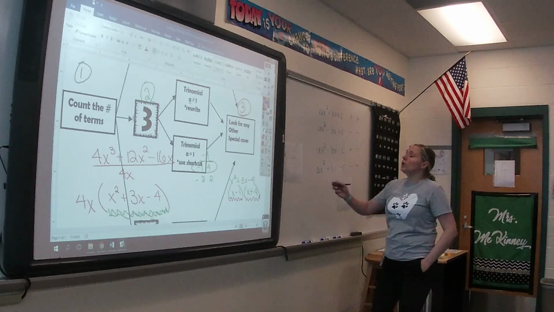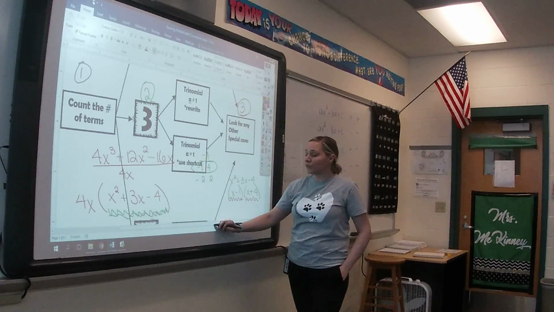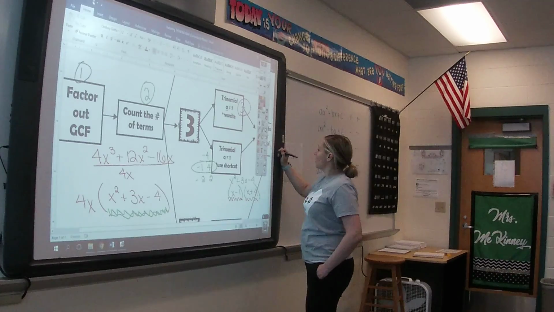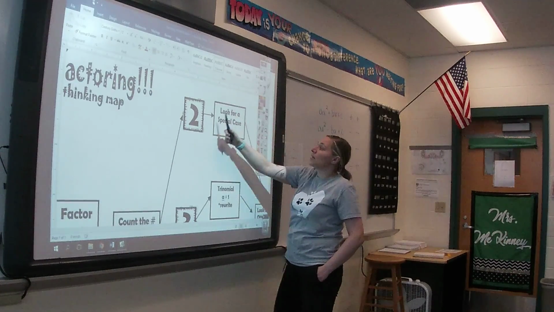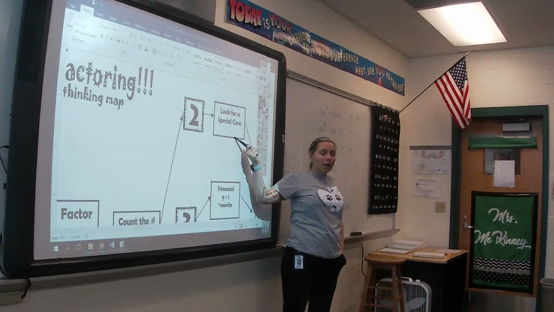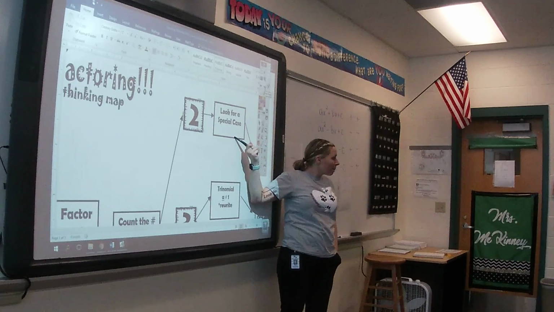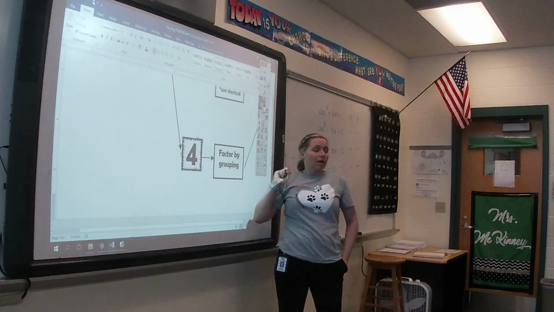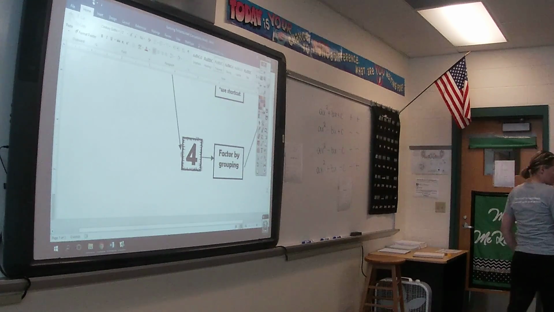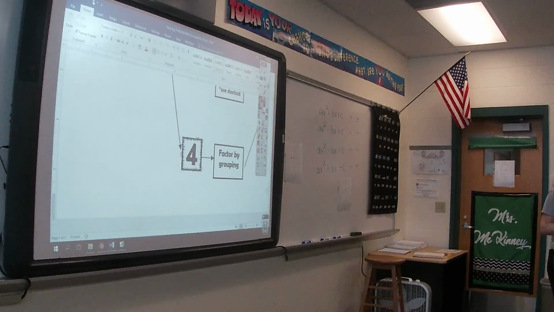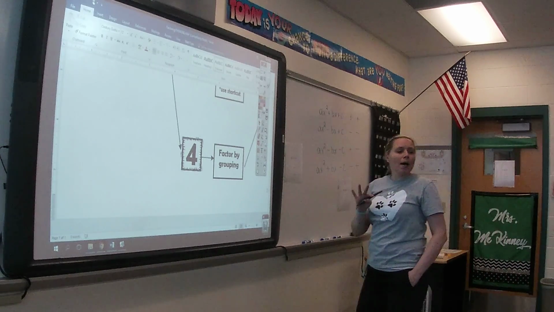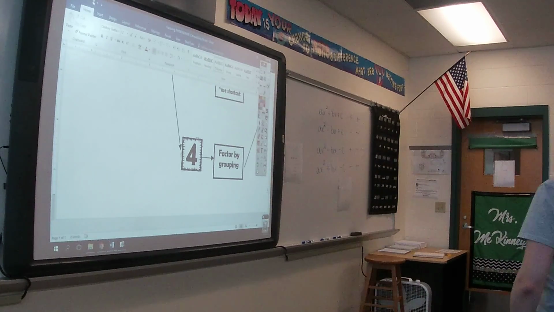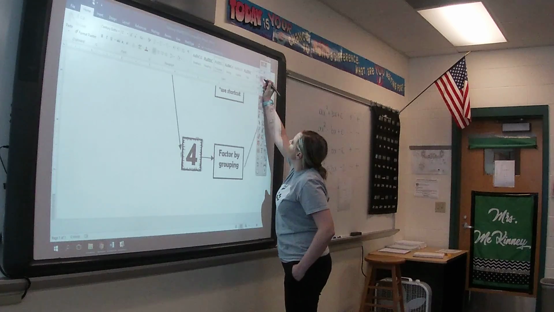Now, obviously, when we get to this piece that says count the number of terms, there are other situations that we might come across. For example, we might count the number of terms and we might get 2 terms, and we would look for a special case. Right? We might count the number of terms and we might get 4 terms, and we would factor by grouping. Does that make sense? Okay, so flip your flowchart either onto the back, or you could also write this if you have space somewhere on the front and you just want to put it there. That's fine.